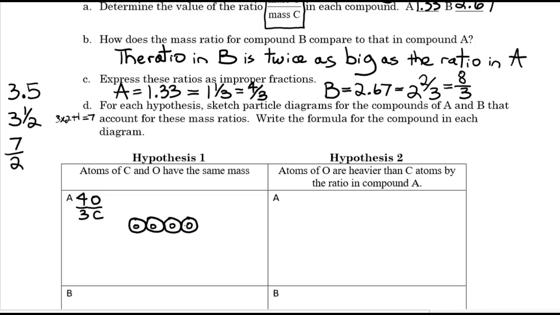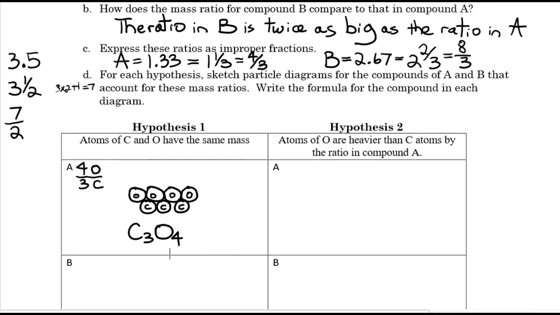There's my 4 oxygen atoms. And there's my 3 carbon atoms. Now, is that really how that would be put together? I don't know, but it matches my ratio. I said I needed 4 oxygens and I needed 3 carbons, so I just made a compound that had those atoms. And if I had to write a formula for that, I could write it as C3O4. 3 carbons, 4 oxygens. Okay, what about for B?